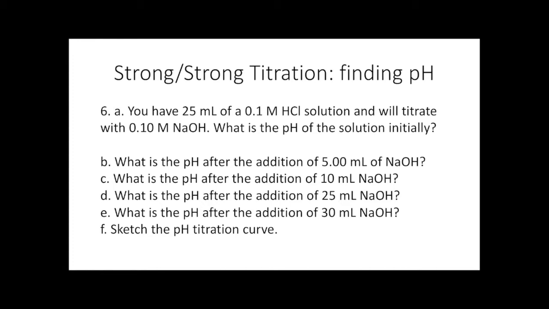Okay. So I have 25 mL of a 0.1 molar HCl, and I need to know the initial pH. Well, if I haven't added any base yet, and I have a 0.1 molar HCl solution, that means my hydrogen ion concentration is 0.1, right? Because it's strong. So I take the negative log of 0.1 as my pH. That's 1, my friends. So that's easy.